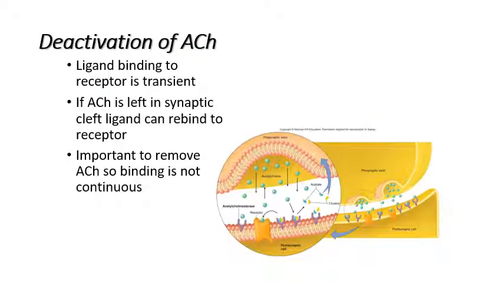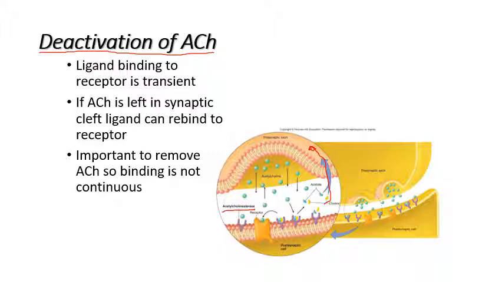So we already discussed this, but the deactivation of acetylcholine, after it is released, if you remember, there is an enzyme here, acetylcholinesterase, and acetylcholinesterase cleaves acetylcholine into acetate and choline, and then that choline gets taken back up and will be put back into acetylcholine in the presynaptic neuron.